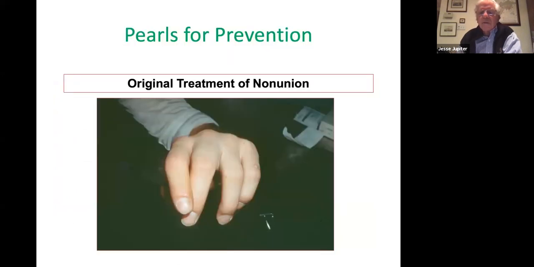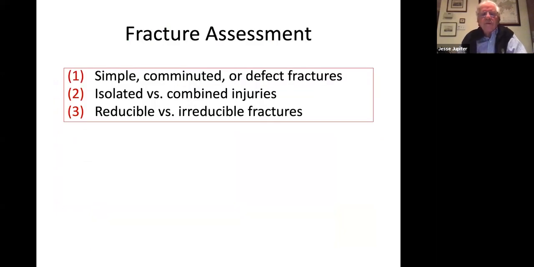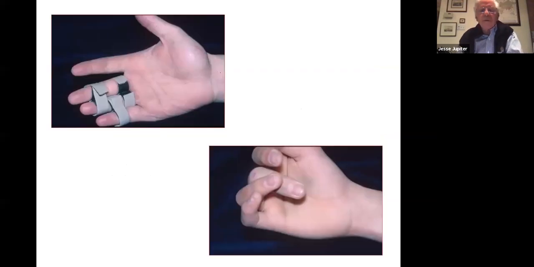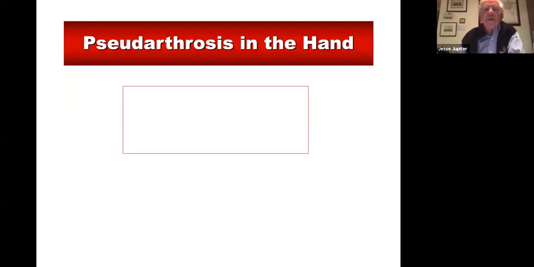One thing is a spiral fracture in the finger. You can reduce it, but you may not be reducing the fracture. You may be twisting through the joint. And remember, buddy taping a rotated spiral fracture will fool everyone for a couple of weeks, but once they take the buddy straps off, it may not fool the patient very long. So this is in good alignment, but once it's off, it's a rotated spiral fracture.